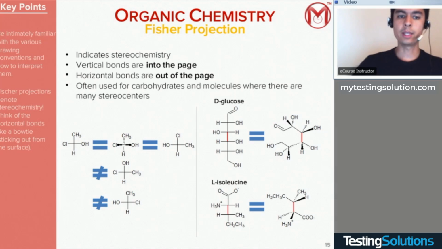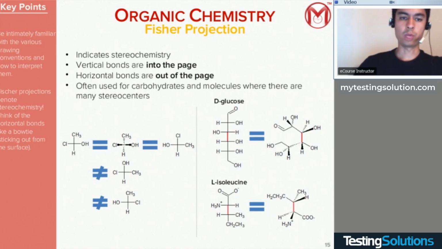When you're building these Fisher projections, you have to be really careful about your choices of direction. So you can't just arbitrarily put them whatever position you want, because the Fisher projection indicates stereochemistry. For example, these two Fisher projections are equivalent, but these two are not for the same molecule. One is R, one is S.